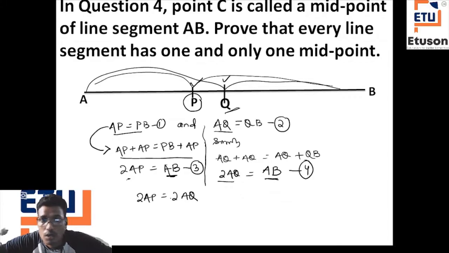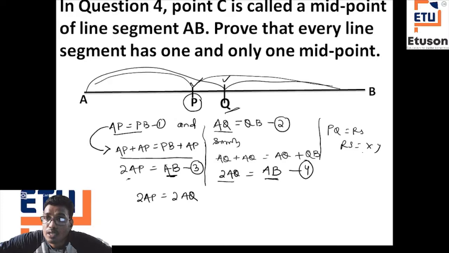Right or wrong? Think properly, right? You got the point. You can cancel 2 and 2. Or as usual, things which are equal to the same things are equal to one another. On the basis of that one, things which are equal to the same things are equal to one another. Previously, we have solved a question on the basis of that one. If PQ is equal to RS and RS is equal to XY, then we can write PQ is equal to XY, right?